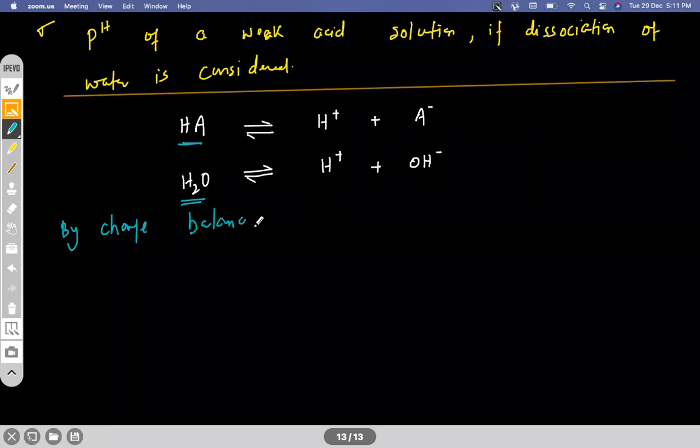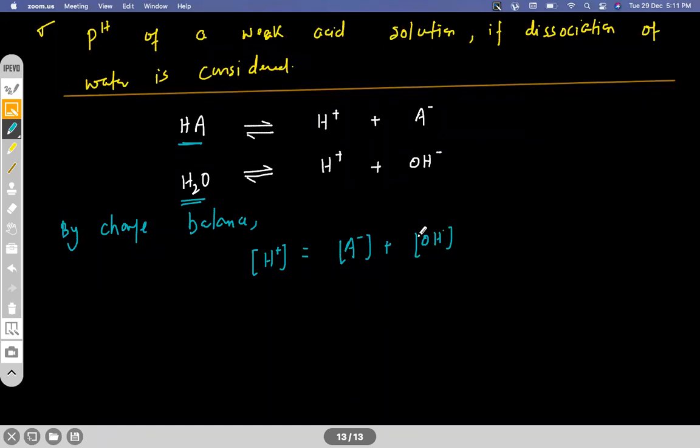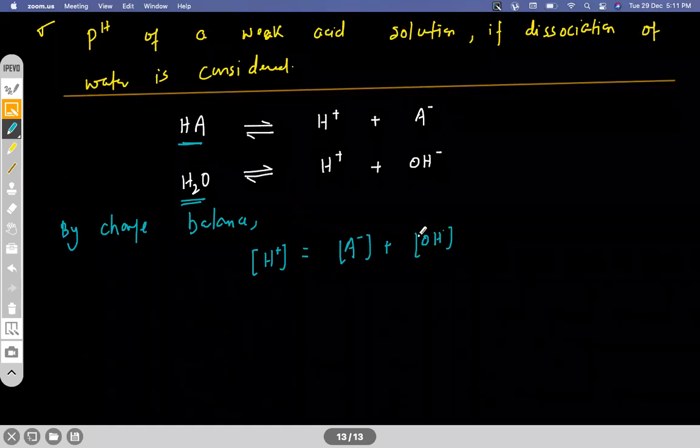For charge balance, what can we write? Total positive charge equals the total negative charge, A minus and OH minus. Total charge we are taking, H plus and A minus, OH minus.